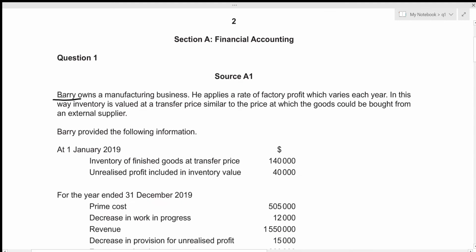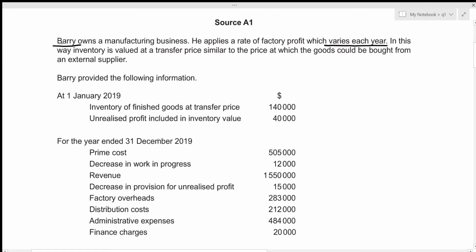Barry owns a manufacturing business. He applies a rate of factory profit which varies each year. Okay, so this is not a constant factory profit rate. In this way, inventory is valued at a transfer price similar to the price at which the goods could be bought from an external supplier. Okay, so if he applies a rate of factory profit which varies each year, then it reflects the market price of his manufactured goods. Okay, then Barry provided the following information.